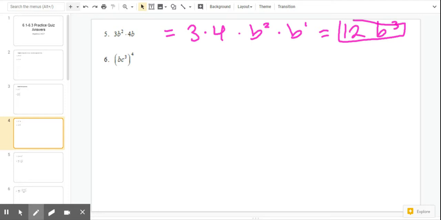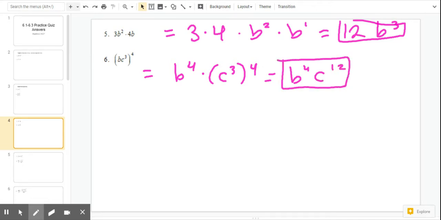All right, and then this one, more of distributing that exponent. So we have b to the fourth times c cubed to the fourth. So that's b to the fourth, and then this is a power of a power, so we multiply, so c to the 12th. And again, b and c are not the same base, so you can't do anything else. You stop there. Don't do anything with those exponents.